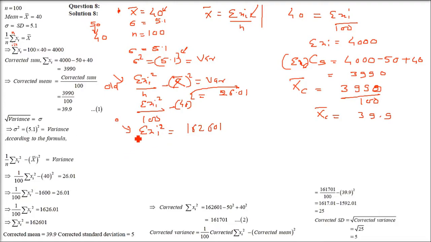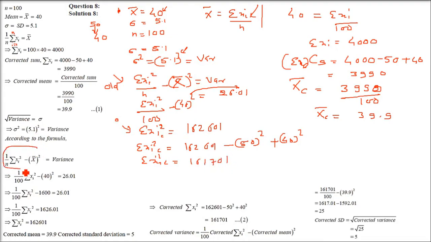But now you need the corrected one. How to get the corrected one? The sigma xi square is basically the sum of the squares of each element. So this is the total sum, but we know that 50 was wrong and 40 is correct. So you have to subtract 50 square and then add 40 square. This will be your corrected sum of squares of all the elements, sigma xi square corrected, which will be 161701.